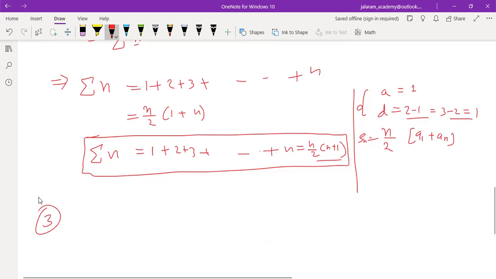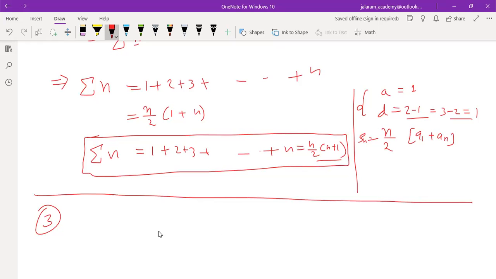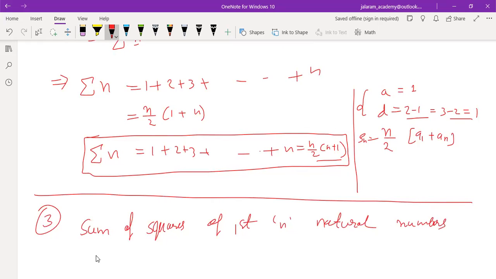The next theorem is about the sum of squares of first n natural numbers. So we write the sum of squares of first n natural numbers. That is 1 square plus 2 square plus 3 square plus 4 square and so on up to n square, which is denoted by sigma n square.